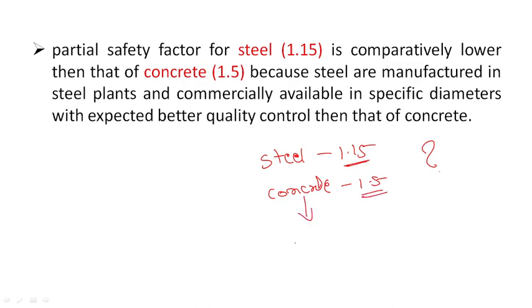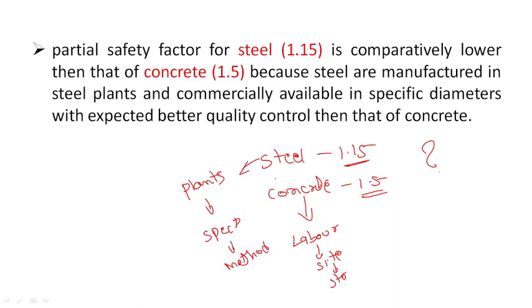Because concrete is manufactured by laborers, our humans, right? It is manufactured at the site. The strength can vary due to poor or good workmanship. The strength will definitely vary. But steel is manufactured in plants with accurate specifications and an accurate method of manufacture, so you can expect good results as well as strength. This is a very important difference between the partial safety factor of steel and concrete.